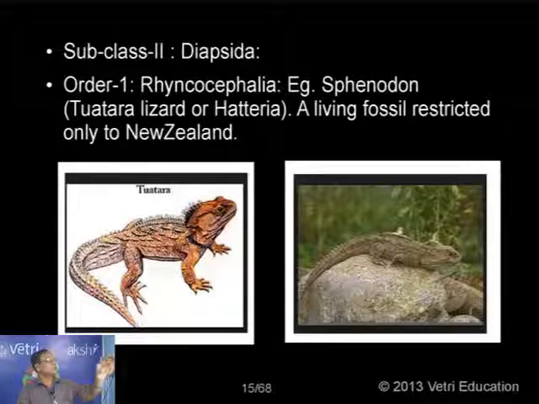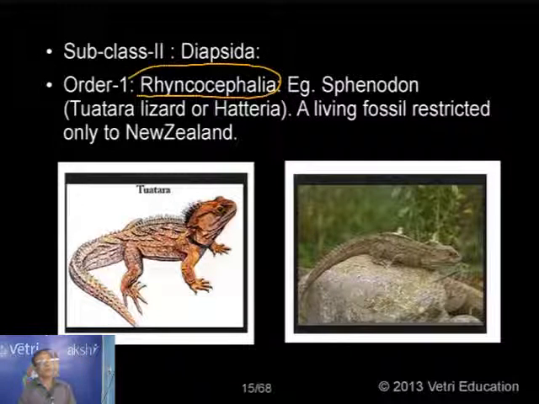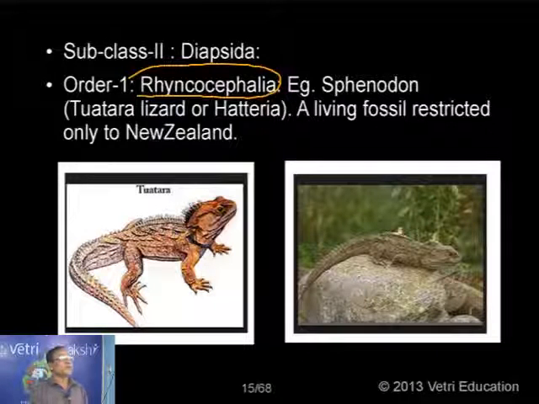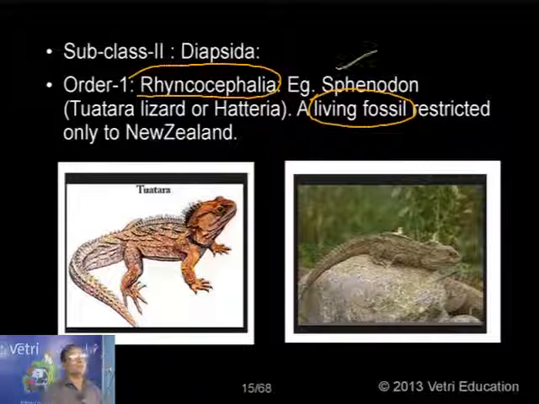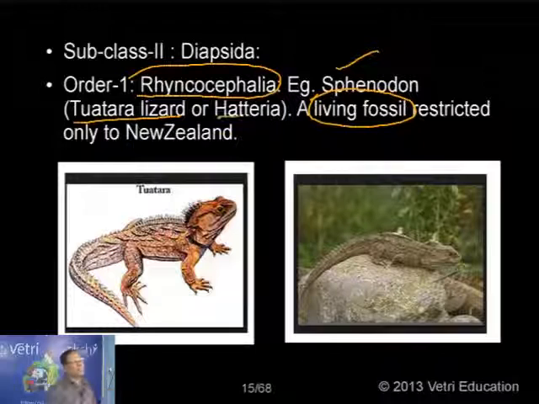So the subclass Diapsida, where you have two vacuities, includes three orders. Order number one, Rhynchocephalia. It includes only one representative, and that representative is restricted only to New Zealand. That is also a peculiar character of this animal. It is considered a living fossil. The name of the animal is Sphenodon, normally called the Tuatara lizard or Hatteria.